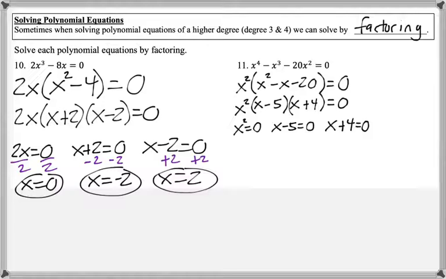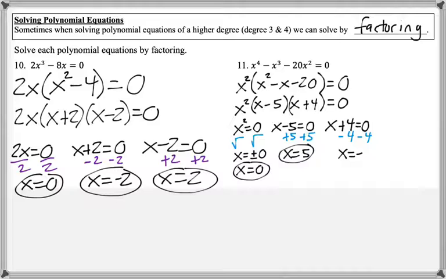So with x squared equal to 0, I want to take the square root of both sides, and x is equal to plus or minus 0, but a positive 0 and a negative 0 are really the same thing. So x is just equal to 0. And then I want to add 5, x is equal to 5, and then subtract 4, and x is equal to negative 4.